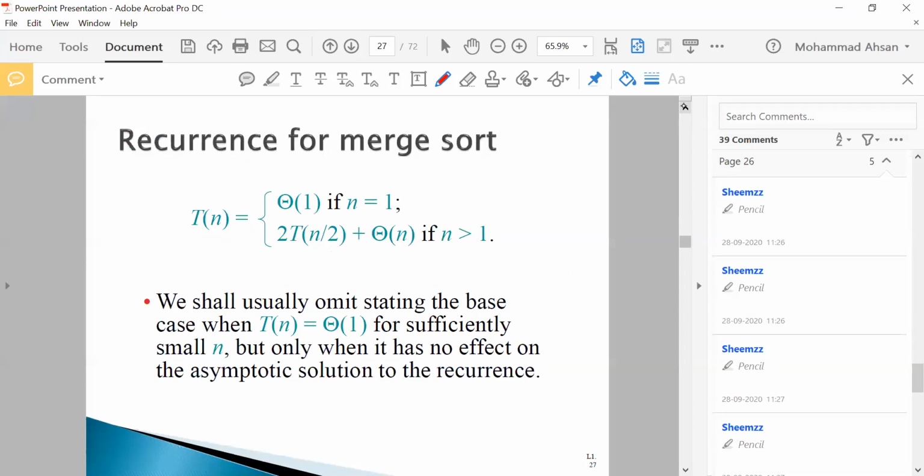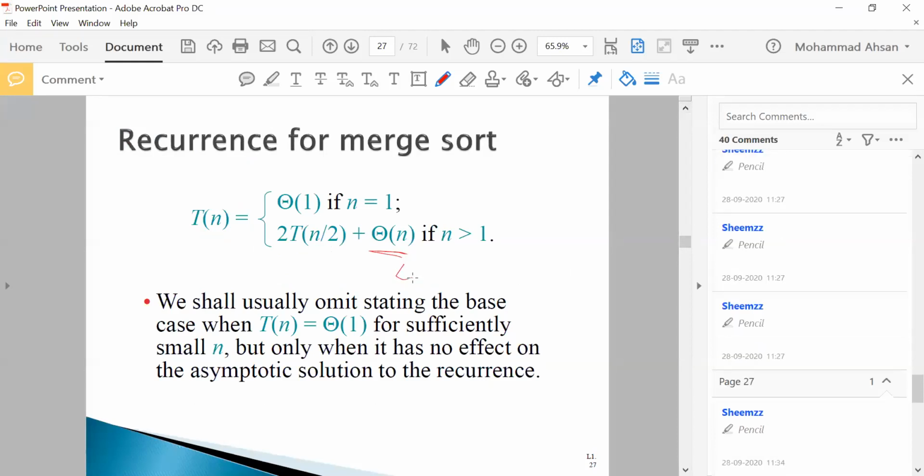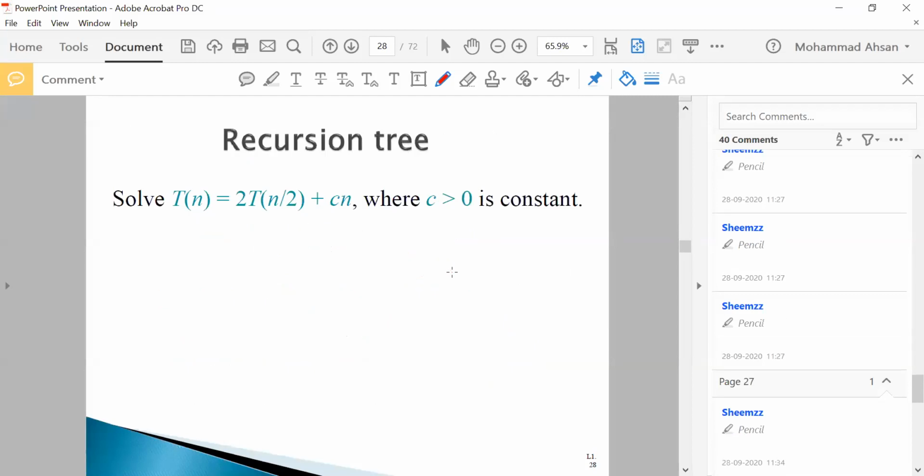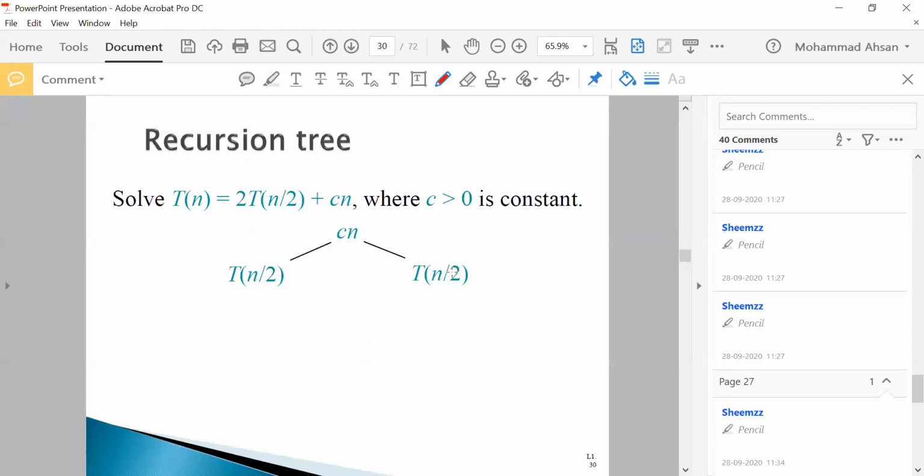If you have one element, that's the base case, T(n) is theta 1, otherwise it's 2T(n/2) plus theta n. So theta n is what we generally replace with C into n when we have to solve this equation. So this is the equation. If we do it by recursion tree, Cn is T(n/2), n by 2. We did this example before as well.